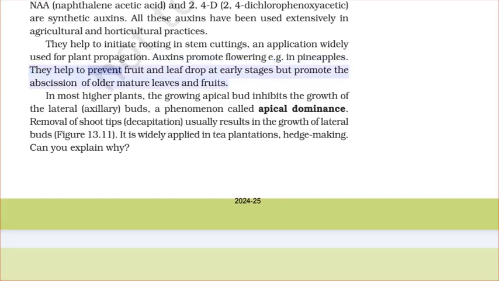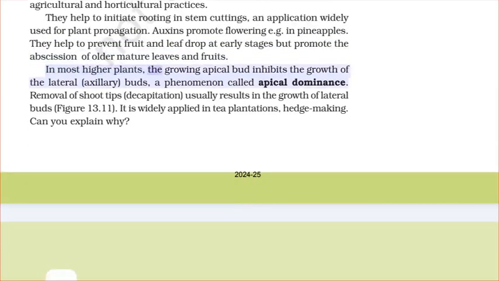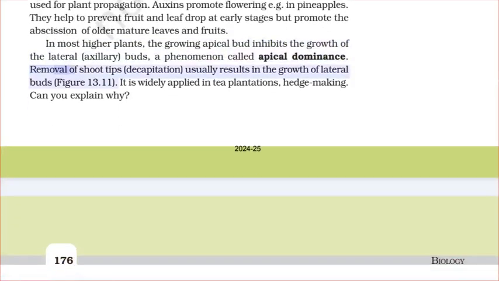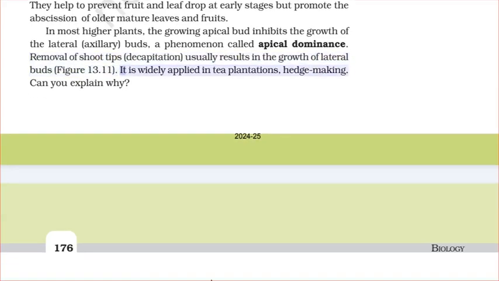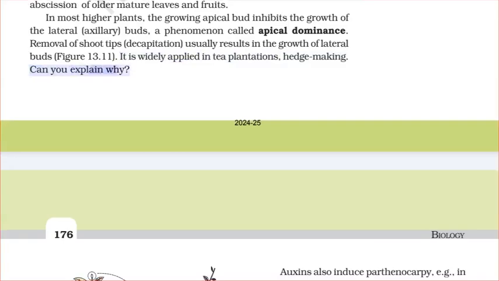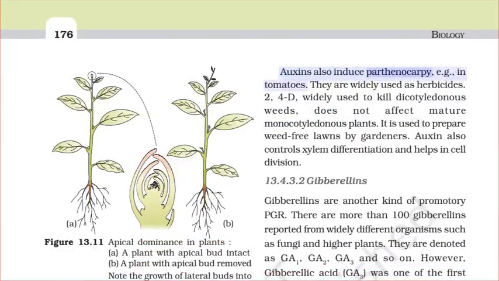They help to prevent fruit and leaf drop at early stages, but promote the abscission of older, mature leaves and fruits. In most higher plants, the growing apical bud inhibits the growth of the lateral, axillary buds, a phenomenon called apical dominance. Removal of shoot tips, decapitation, usually results in the growth of lateral buds. Figure. It is widely applied in tea plantations, hedge making. Can you explain why?